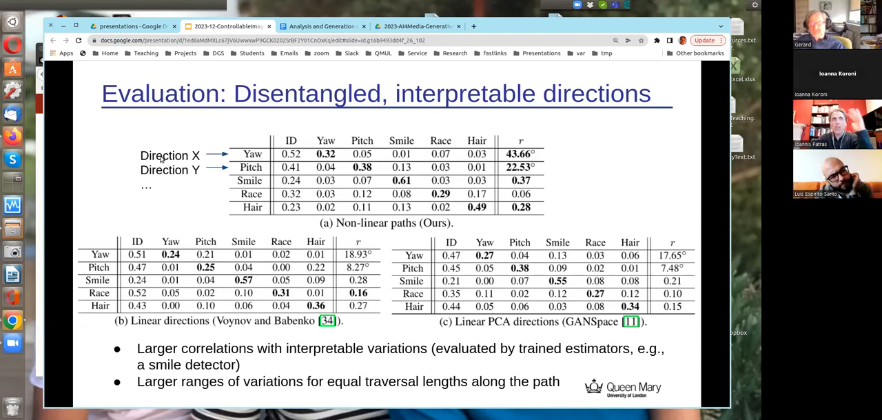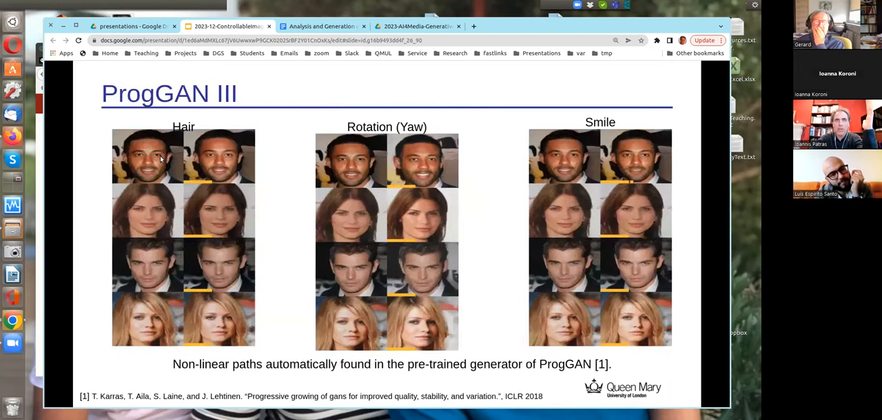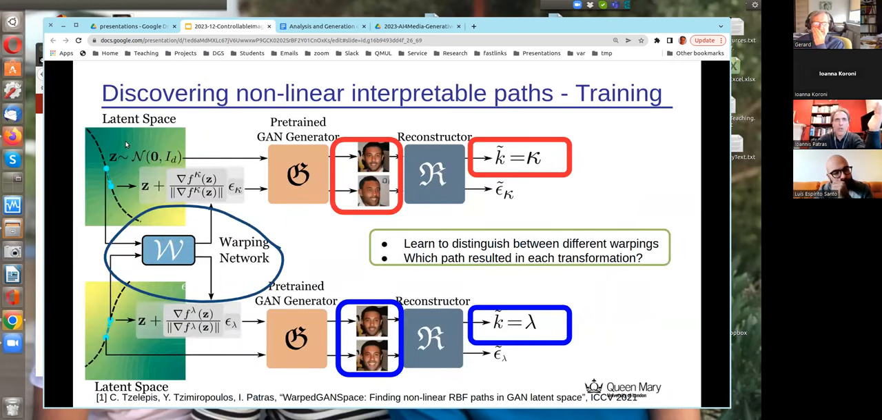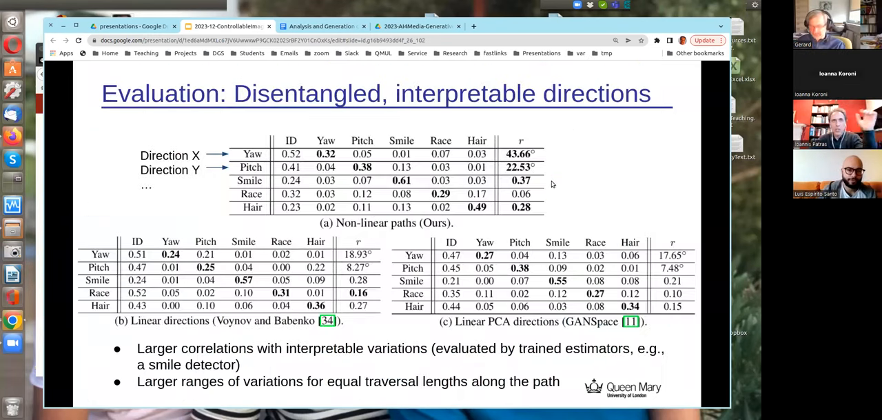These paths are learned in a completely unsupervised manner. So we have one, two, three, four, five paths, but we don't know to which properties they correspond. So what we do is that we see, if we start from an image and change the image following this path, which of those attributes change? How much does it change?